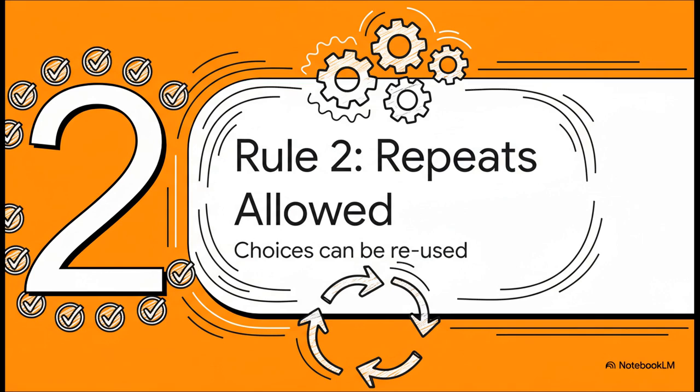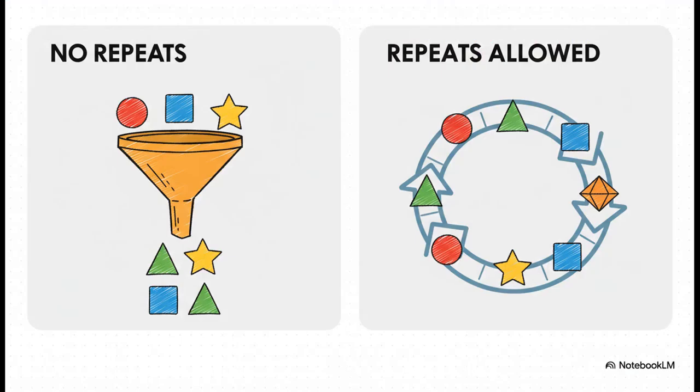But let's flip the script. What happens when you can use your choices over and over again? Well, welcome to the world of repeats allowed. And this slide really nails the difference. With no repeats, your pool of options gets smaller with every choice you make. It's like you're pulling items out of a bag. But when repeats are allowed, the number of options stays exactly the same for every single step. It's a small change in the rules, but it has a huge effect on the outcome.